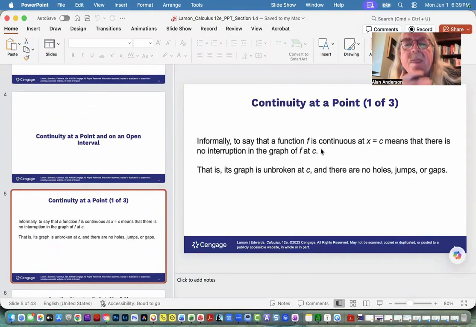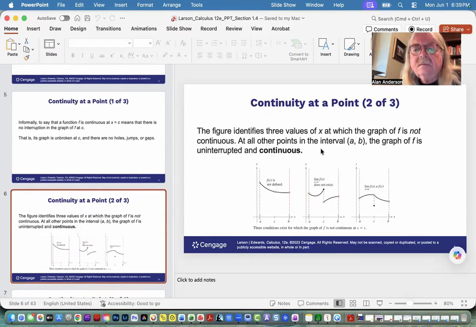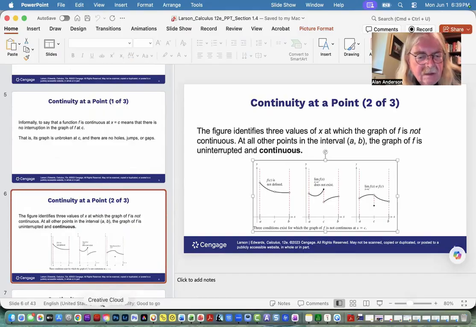And so, informally, as it says here, to say that a function f is continuous at x equals c means that there is no interruption of the graph of f at c. Okay. No holes, no jumps, no gaps, nothing. It just goes straight through. Now, here's some cases. Let's take a look at these where the graph is not continuous, and let's see why.